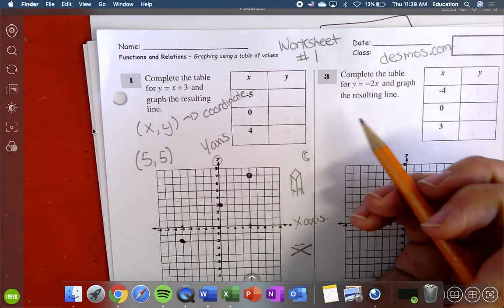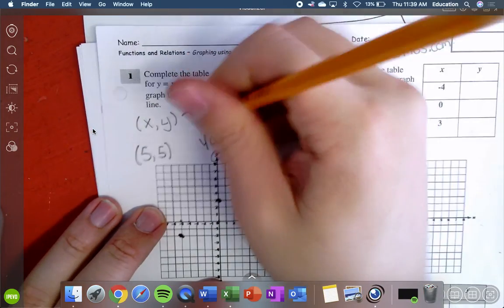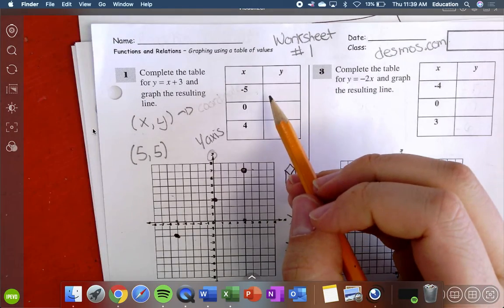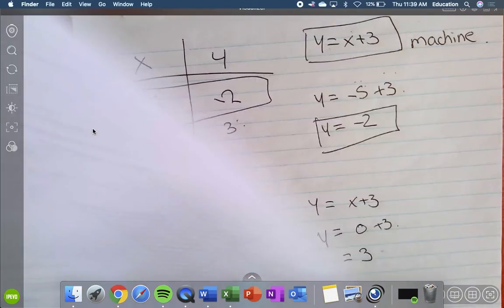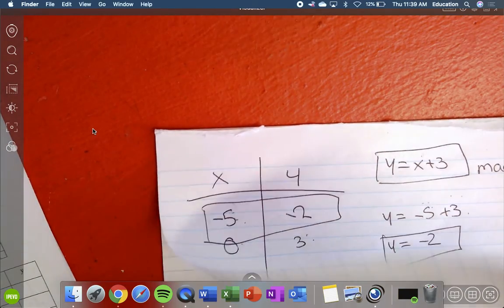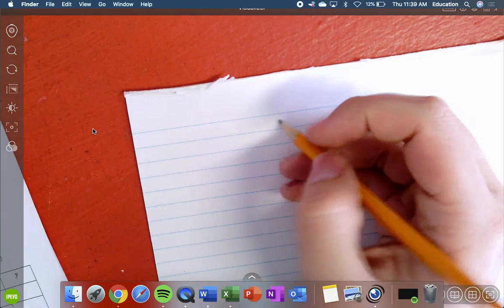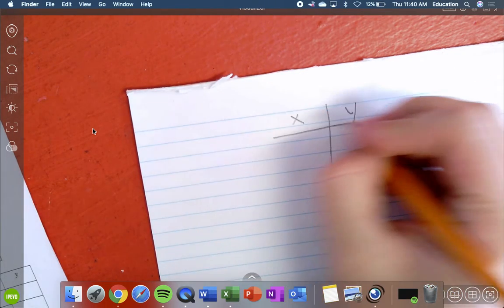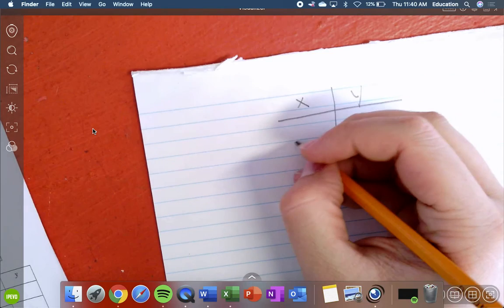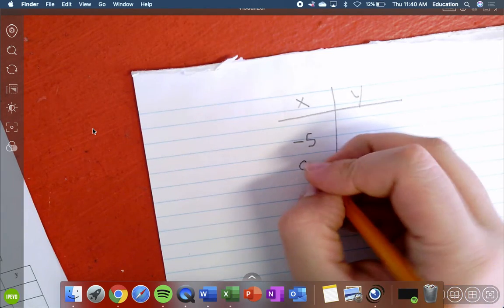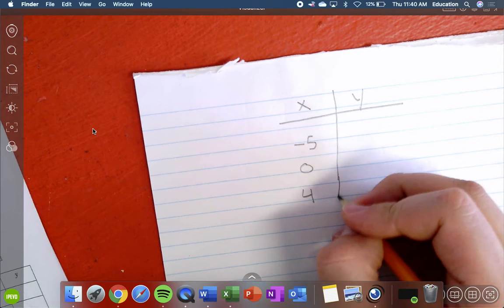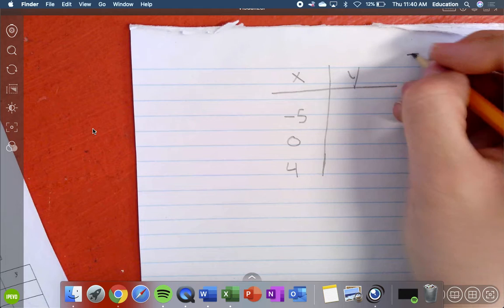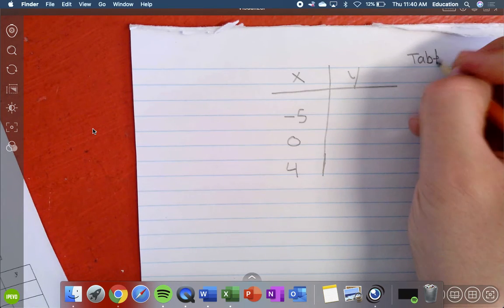Okay. So here we have a table. Do you see how we have a table? I'm just gonna draw out the same exact table here. And I'm going to go X, Y, and I recommend you write this on your paper too. And here I'm going to write -5, 0, and 4. This is a table. I'm going to call this table number 1.